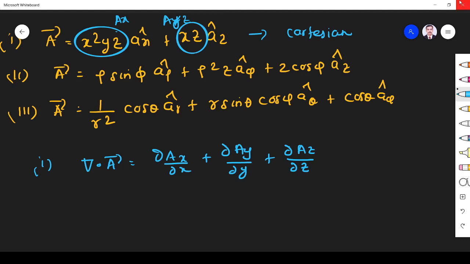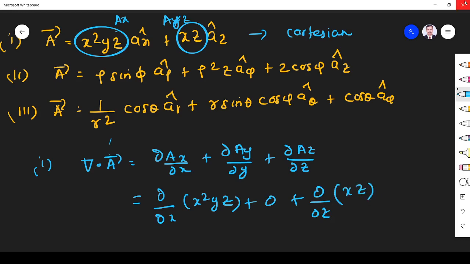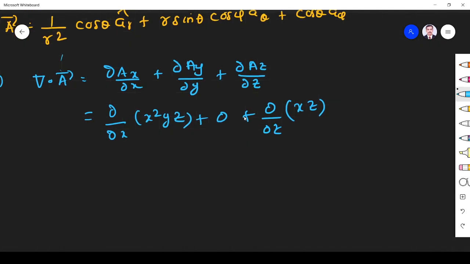Okay, let us do that. So del dot A is dou by dou x of Ax, which is x squared yz, plus dou Ay by dou y, where Ay is 0 because there is no y component, plus dou by dou z of Az, which is xz. Fine. So if you differentiate, differentiating with respect to x, you get 2xyz plus x. So del dot A equals 2xyz plus x.